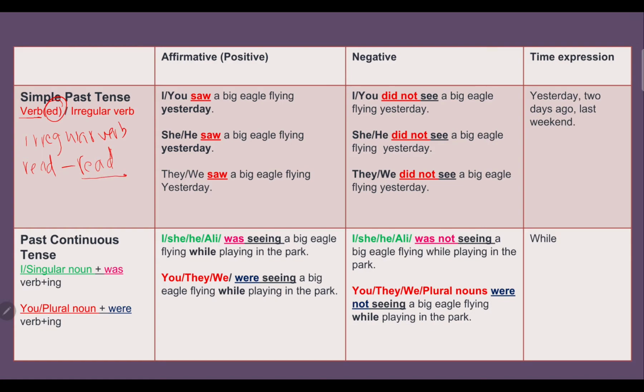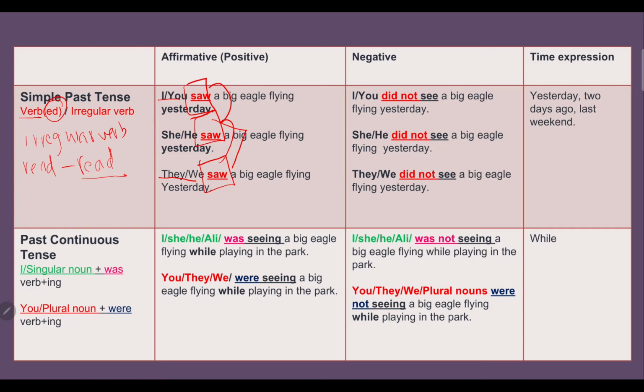Okay, so let's take a look at the affirmative sentence for simple past tense. You saw a big eagle flying yesterday. He saw a big eagle flying yesterday. And we saw a big eagle flying yesterday. As you can see here, the verb for each subject is the same. Even though it is plural or singular, the verb is the same.